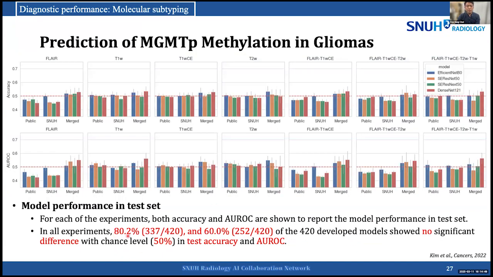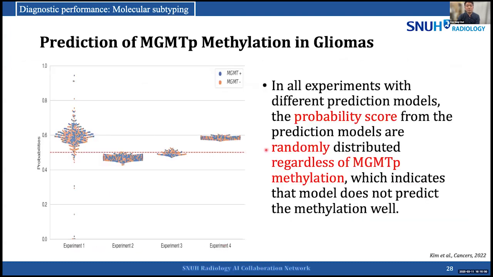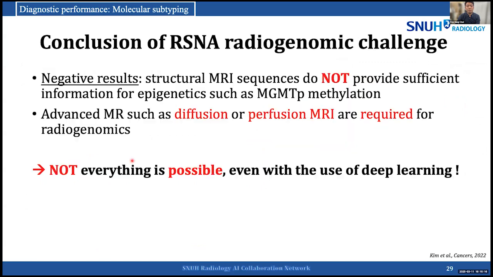In all experiments, 80% and 60% of the 420 developed models showed no significant difference from the chance level in test accuracy and AUC, respectively. In all experiments with different prediction models, the probability scores from the prediction models are randomly distributed regardless of MGMT methylation, which indicates that the model does not predict the methylation well.